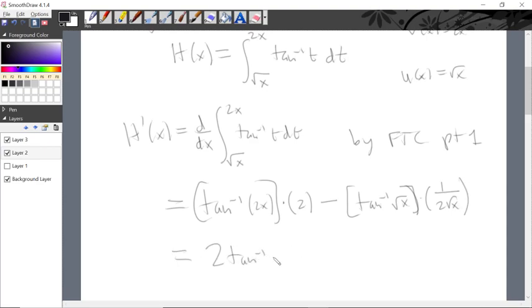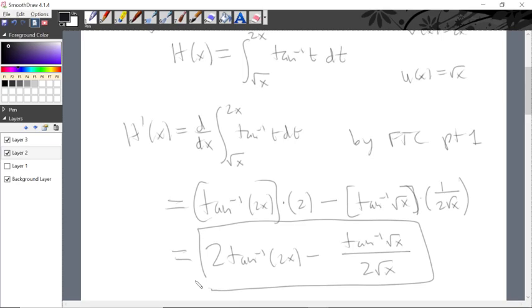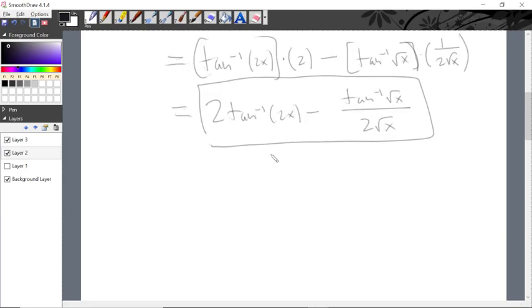Okay, so cleaning this up a bit, this is how I'd write it. 2 times the arctangent of 2x minus the arctangent of the square root of x over 2 root x. And again, to be clear, what we found is not the integral. We didn't integrate here. We found the derivative of the integral. We never actually found an antiderivative, but instead we took the derivative of an antiderivative, and we had to take the derivative of the bounds as well, by an application of the chain rule.